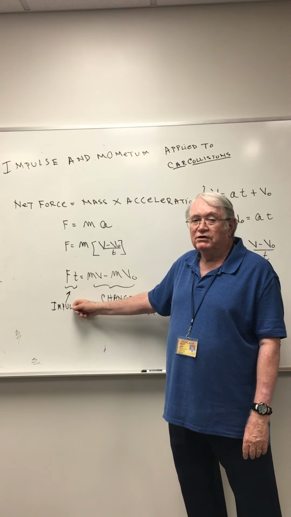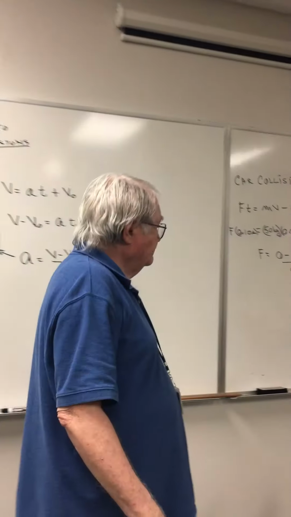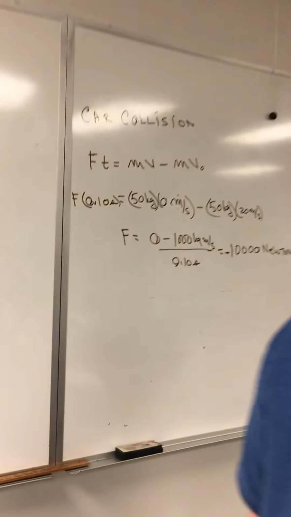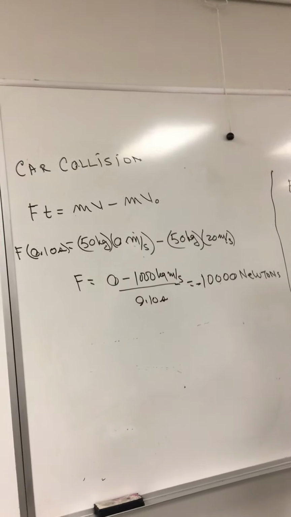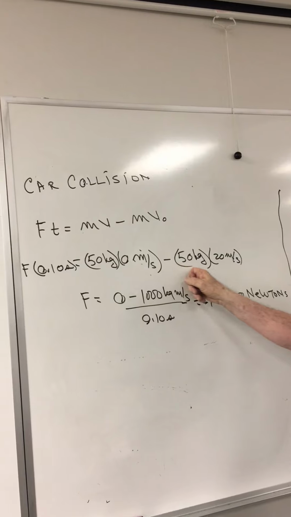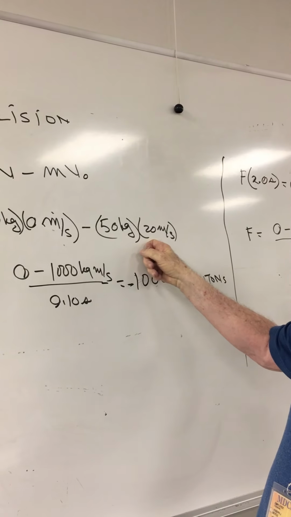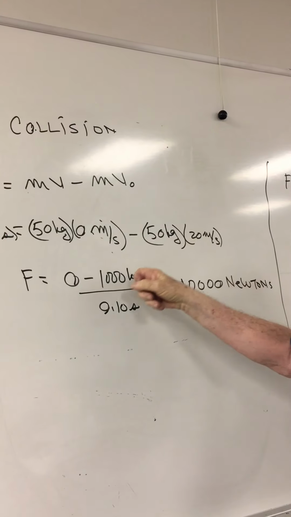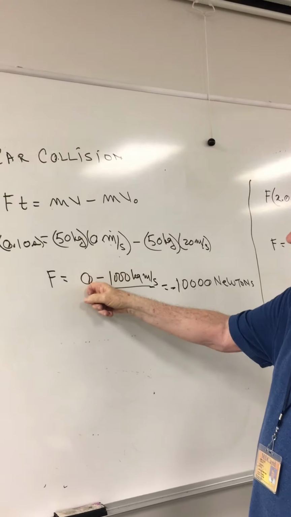So let me just go to a simple example over here, and this will be a student in a car. The student weighs about 110 pounds. They have a mass of 50 kilograms. They're traveling about 40 miles an hour, 20 meters per second, and 50 times 20 is 1,000. Now 50 times 0 is 0.